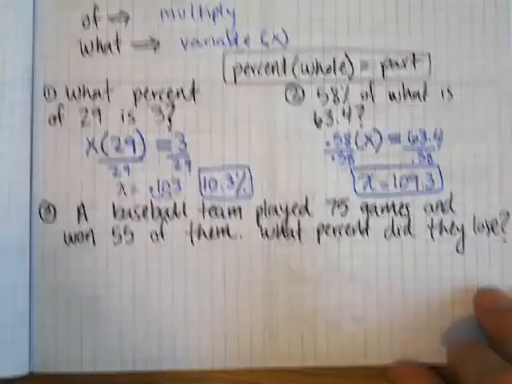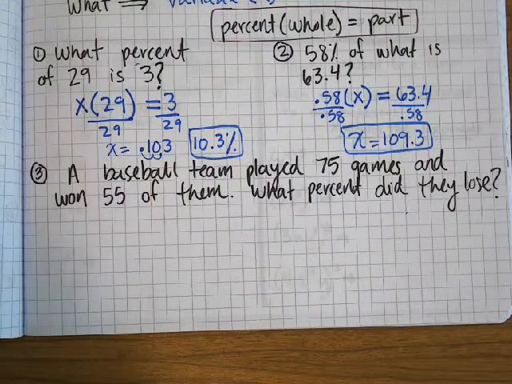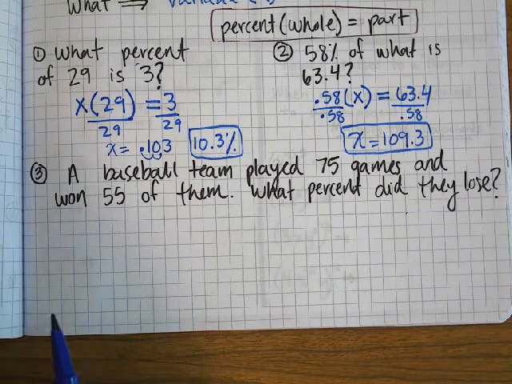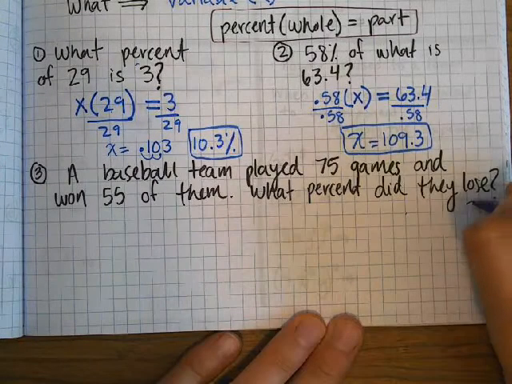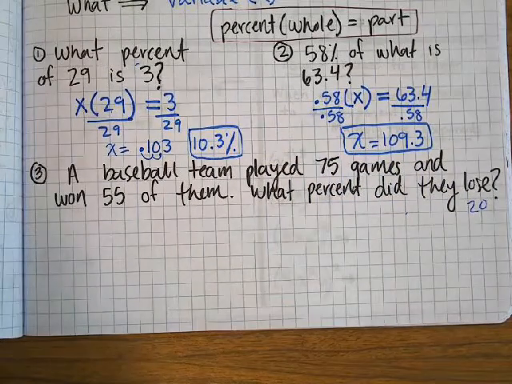All right, last problem. A baseball team played 75 games and they won 55 of them. What percent did they lose? Well, first let's figure out how many games did they lose? We can easily find out how many games they lost. Okay, they lost 20. Okay, 75 minus 55.